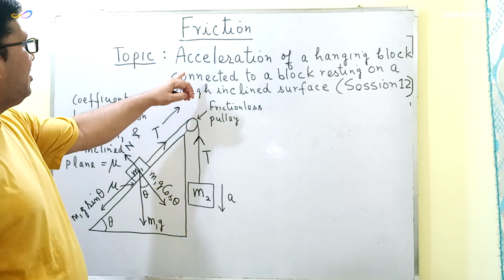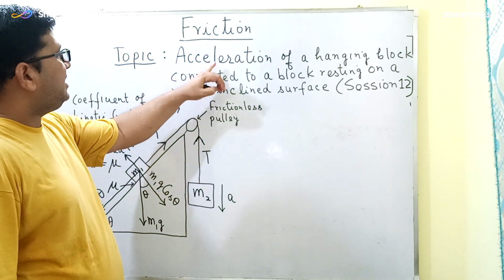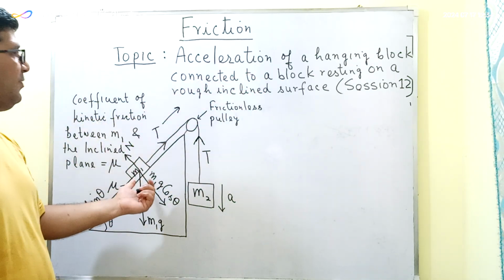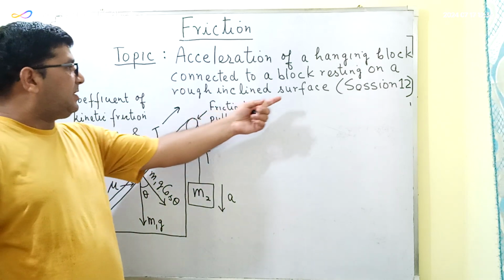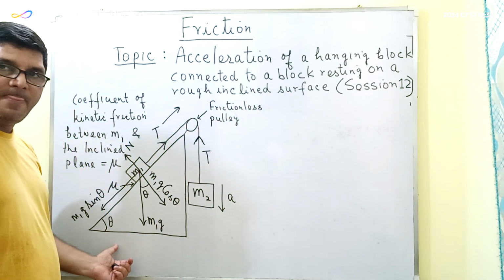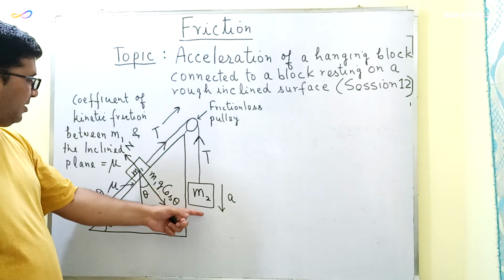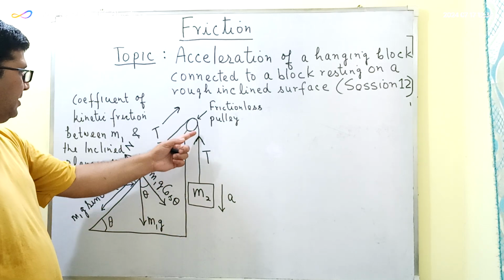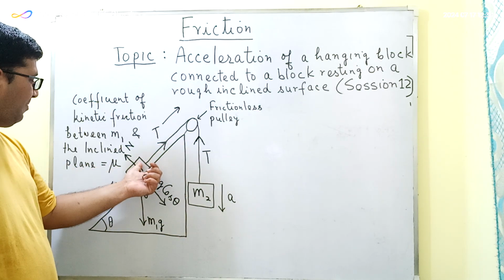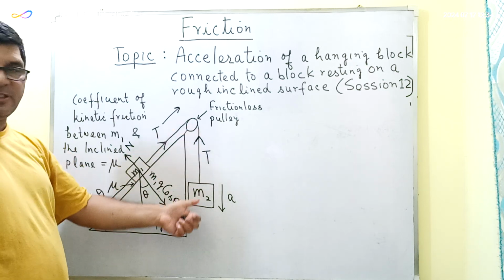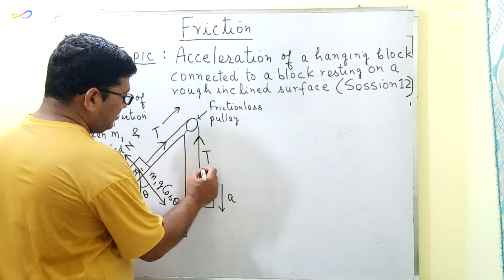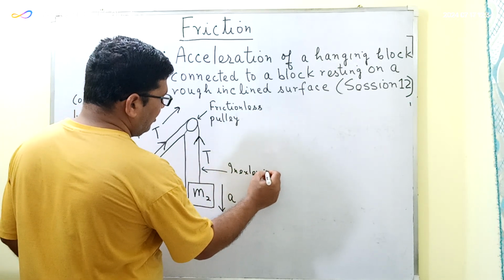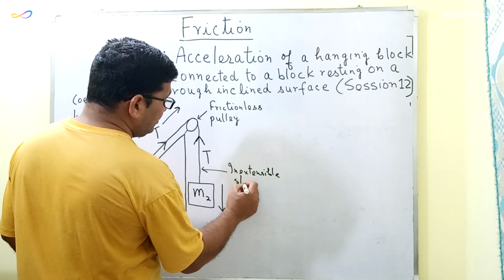The topic is the calculation for the acceleration of a hanging block which is connected to a block resting on a rough inclined surface. With reference to this topic, I have already drawn one figure, and in this figure this block of mass m2 is hanging, and it is connected to this block of mass m1 by an inextensible string, which is passing through a frictionless pulley.